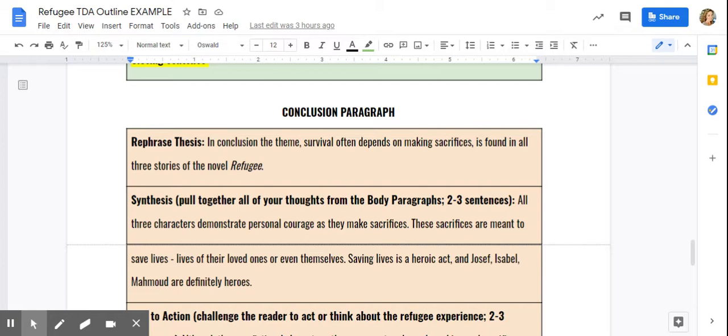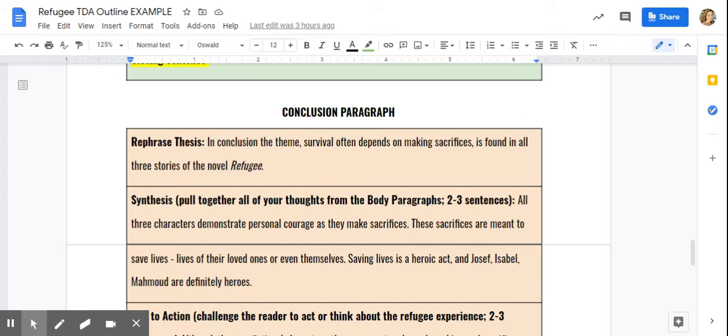Okay. The second part of the conclusion paragraph is to synthesize, and we've talked about this word before. This is when you're pulling all this information that you've been writing about, all the body paragraphs, all the evidence in your analysis, you're pulling all those thoughts together. In a way, it's almost like summarizing them into a couple of sentences, maybe three sentences, just to remind the reader what it is your essay was really arguing. What was the point of your whole essay?